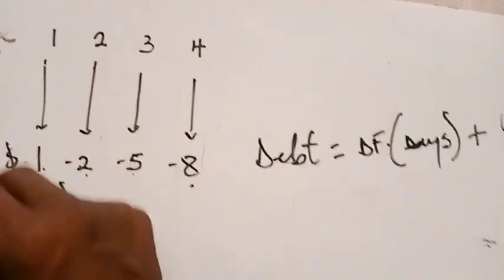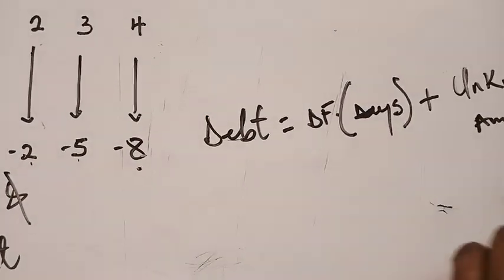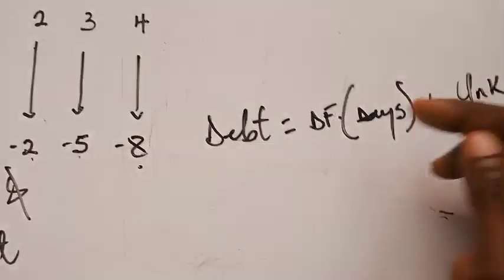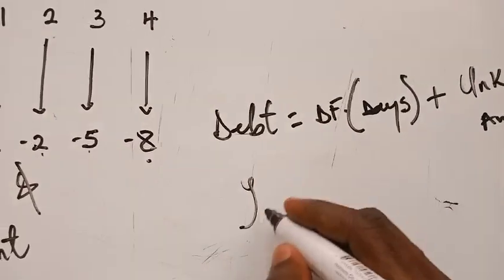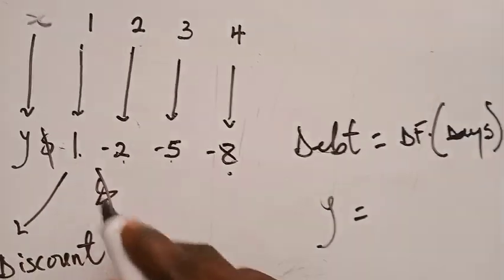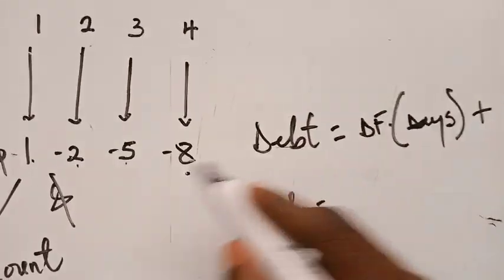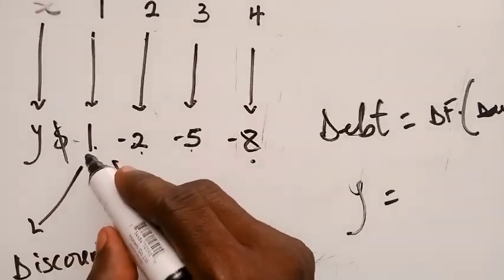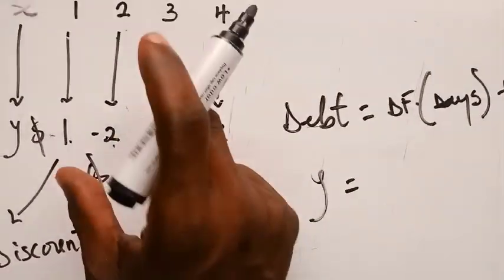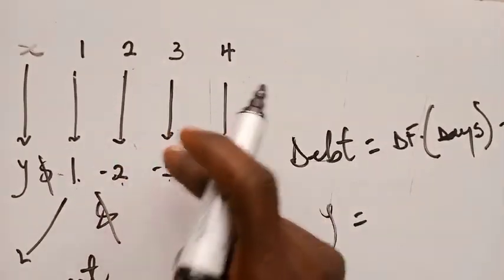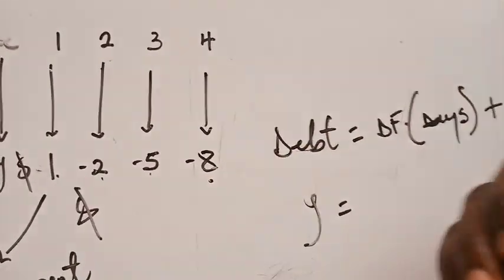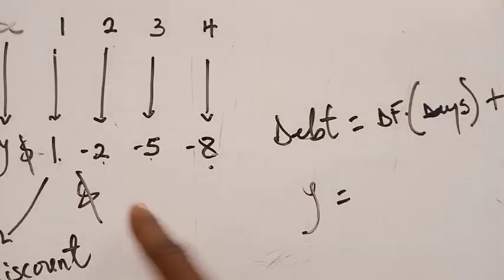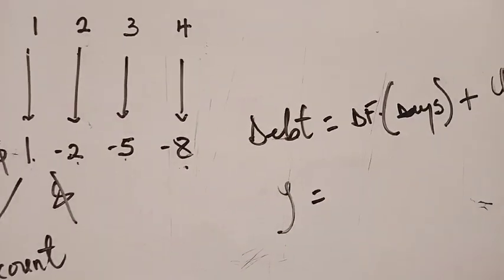So your debt here, what will happen? The debt may vary, right? So let's replace that by y. That is why we are replacing that by y. It can be your debt or it can be your discount. So two things here. It depends on the situation. But for this particular scenario, we can see that as the days keep on going, or we keep on using our credit card, the debts also keep on increasing.